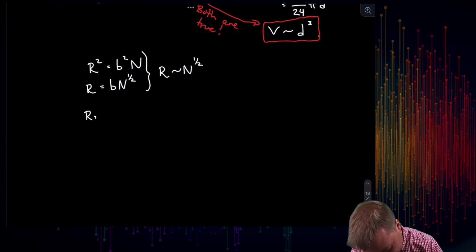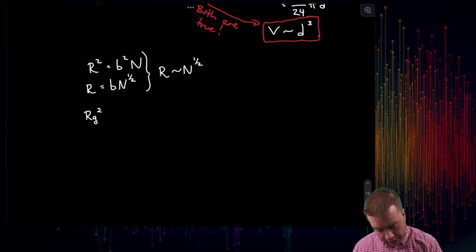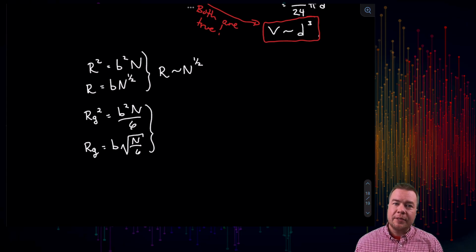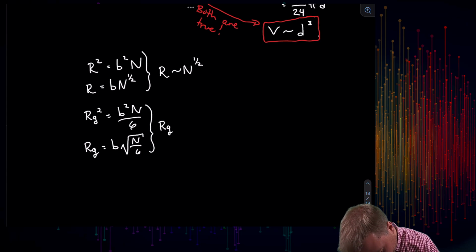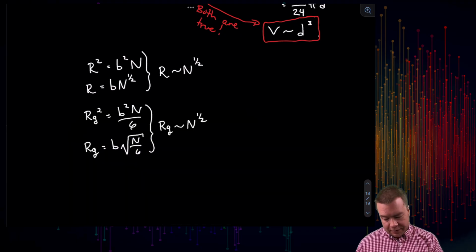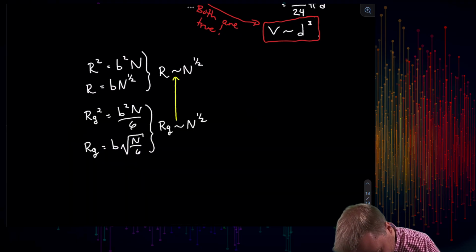Similarly, we could say that rg squared, again leaving off those brackets, is equal to b squared n divided by 6, or rg is equal to b times the square root of n divided by 6. And we get the same type of scaling. The radius of gyration scales as n to the 1/2 power. Okay, so this is good because both the end-to-end distance and the radius of gyration are giving us some information about the size of an ideal polymer.